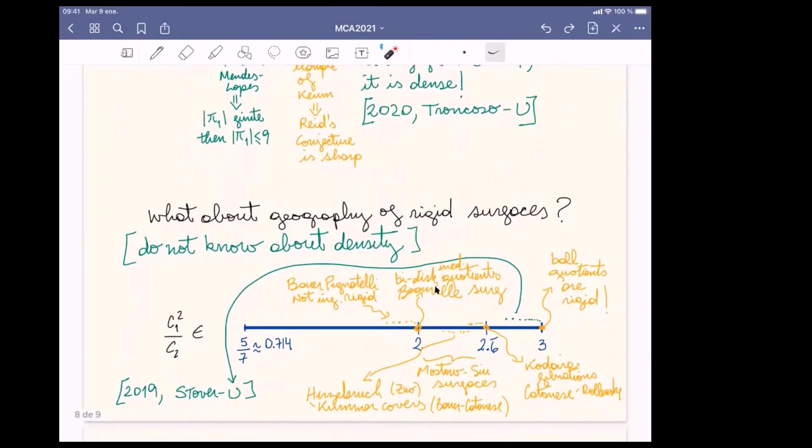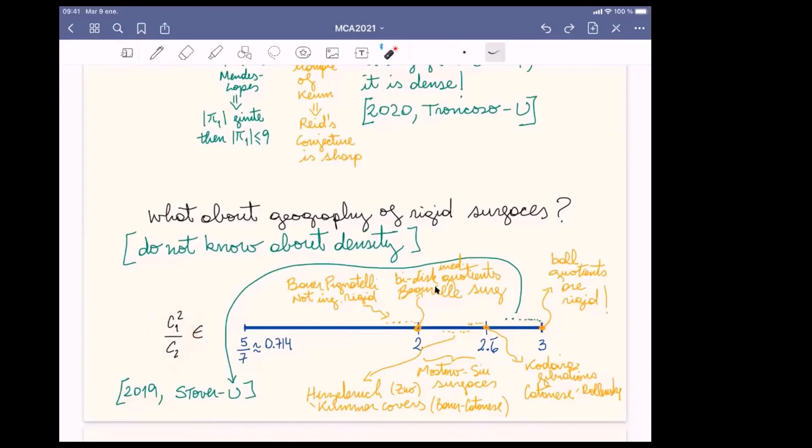So now I will put some extra conditions and see what we know using the slope only. So we don't know anything about density. We don't have any interval which is dense, I think. But we have several accumulation points, and work by me and Stover, 2019, shows the first example where the accumulation point is 3. So we have a sequence of rigid surfaces where the slope goes to 3.